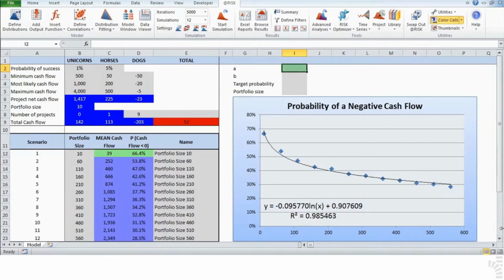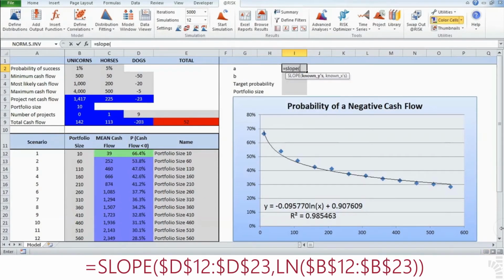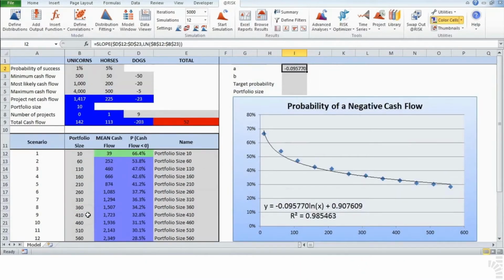60. On cell I2, write the following function: equals SLOPE($D$12:$D$23, LN($B$12:$B$23)). This cell function calculates the a term on the function. Observe that this number matches the value calculated on the chart function.